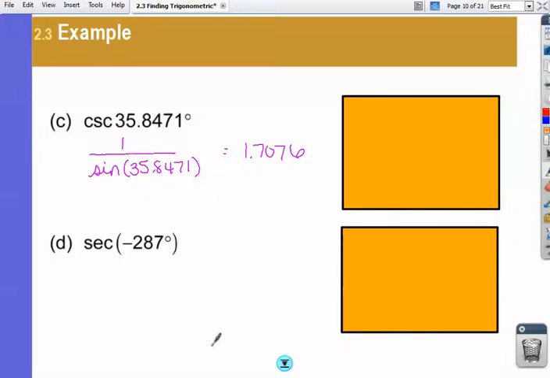Alright, you guys do secant of -287 for me. What do you have to type in to get secant? 1 over cosine. What did you get? 3.42. No problems with this so far? Okay.